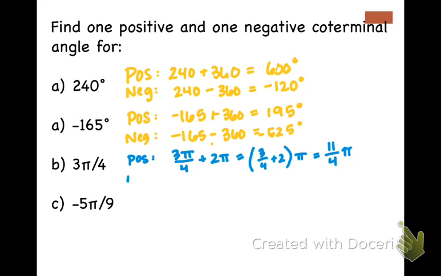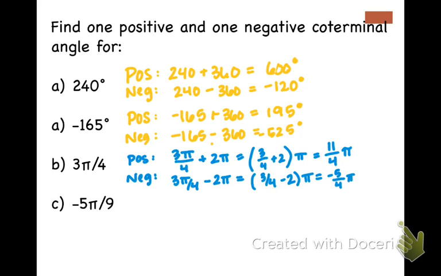Negative, same idea. This one might be a little bit easier in your calculator, except we're going to subtract. So 3 pi over 4 minus 2 pi. And again, you can do those whole numbers. So 3 over 4 minus 2, all times pi, and put that in your calculator and do 3/4 minus 2. Math frac gives you negative 5/4 pi, or negative 5 pi over 4.